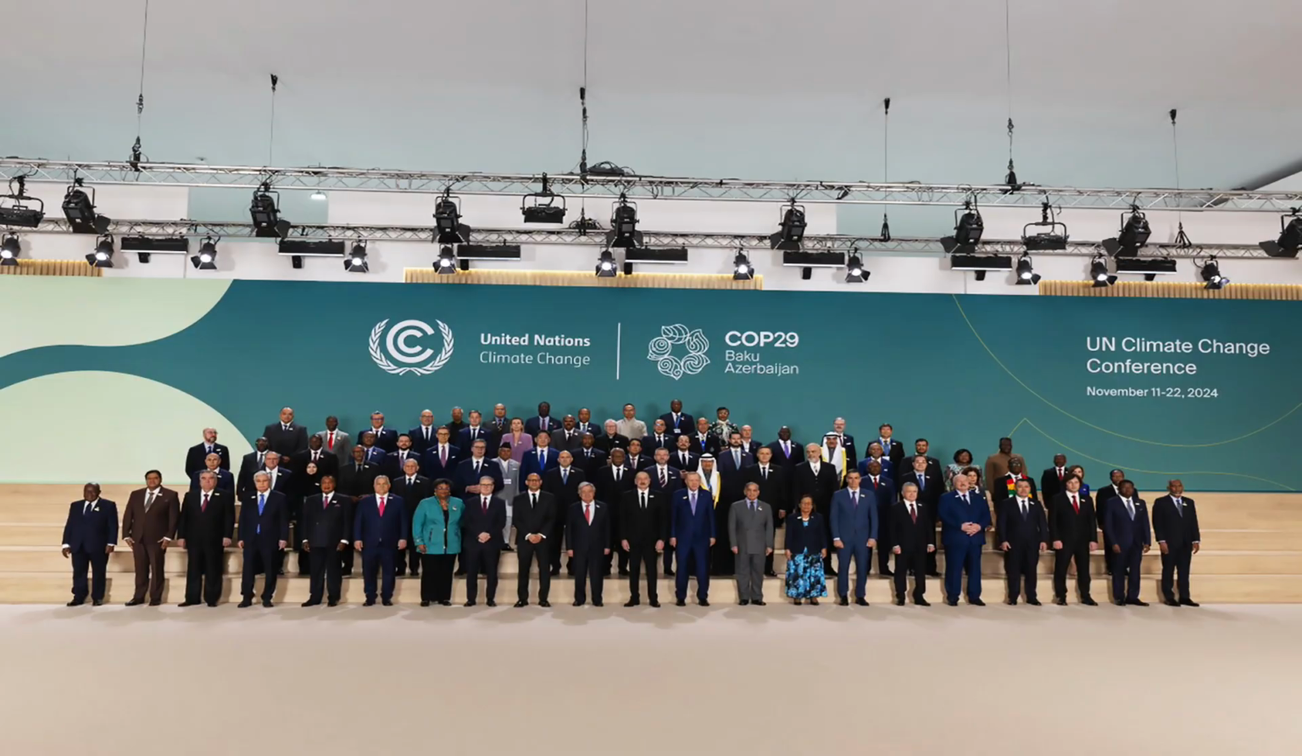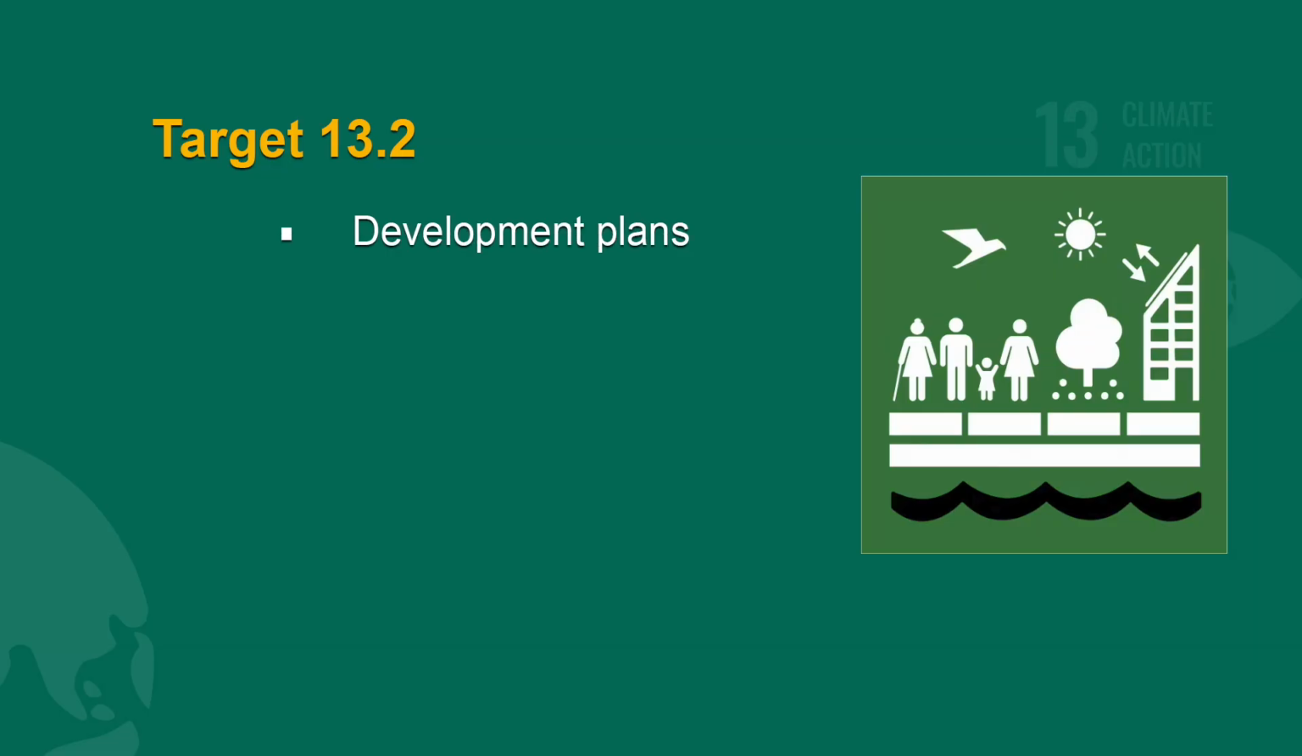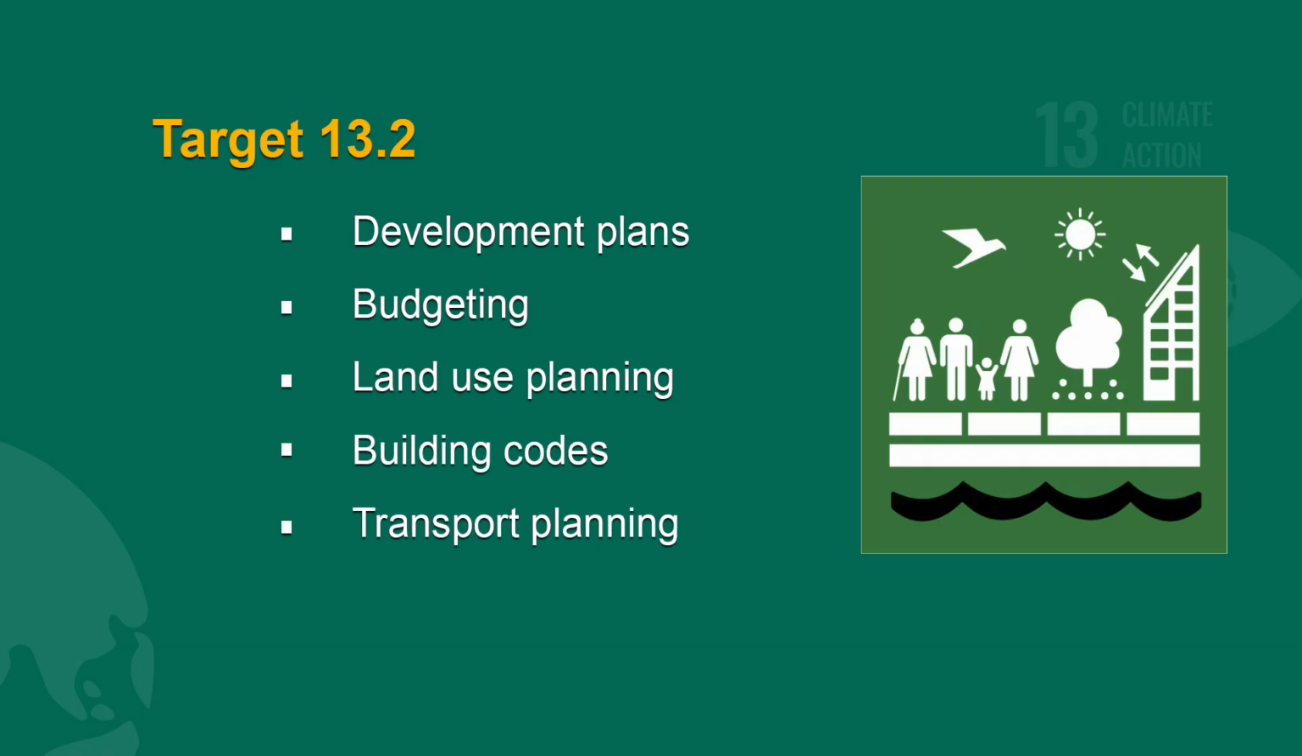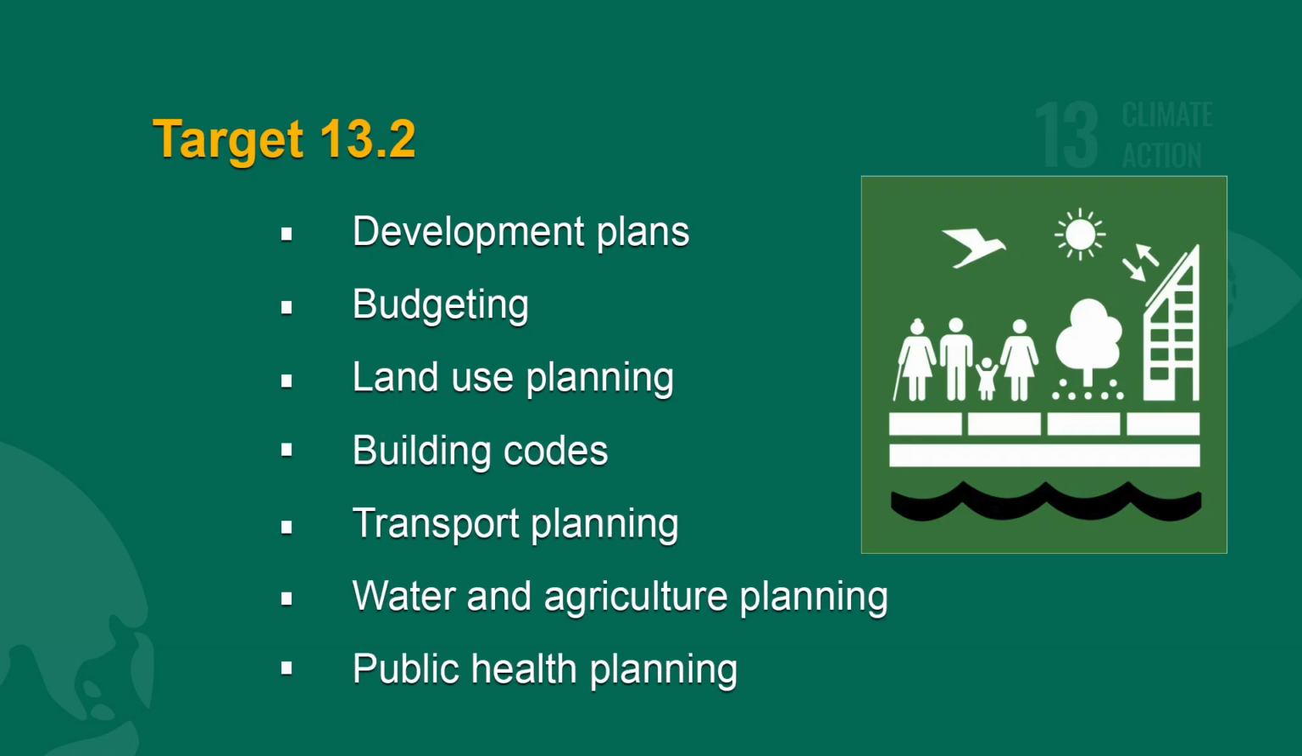Now, let me explain to you target 13.2. Integrate climate change measures into national policies, strategies and planning, as per the United Nations. What is the translation? That means climate should not sit in one ministry file. It should appear in development plans, in budgeting, in land use planning, in building codes, in transport planning, in water and agriculture planning, in public health planning. If climate is integrated, then even normal projects become climate smart by default.